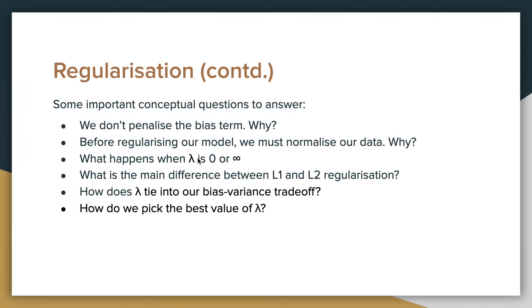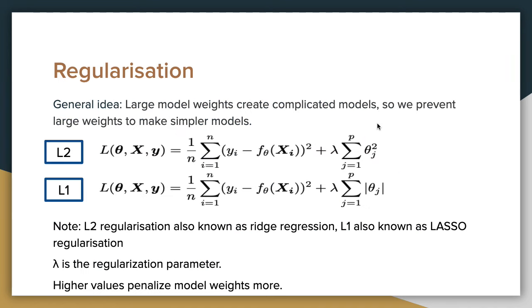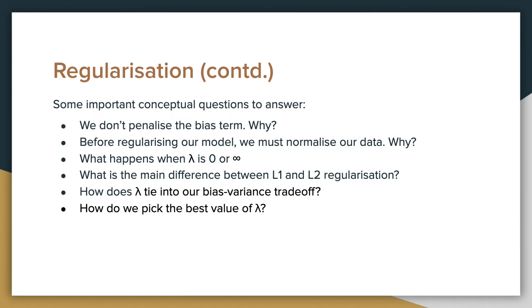In the case of setting lambda to infinity, basically all your model weights become zero, right? It's pretty easy to see that if this term is infinity and you're trying to minimize loss, the only way you can do that is if the entire summation is equal to zero. And the only way you can do that is if your model weights are all equal to zero.